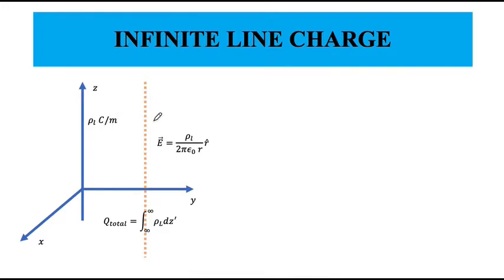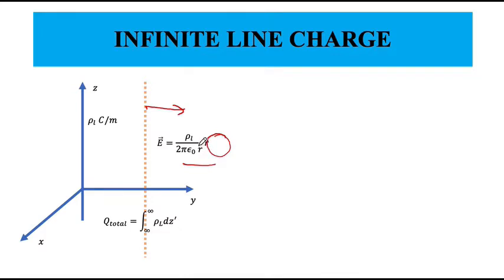radius, and we already know that the electric field lines are all radially outward and they are given by rho L by 2 pi epsilon naught r, and this r unit vector is in cylindrical coordinates. Imagine that there were a cylinder and the electric field lines at any point r from the origin have a value given by rho L by 2 pi epsilon naught r.